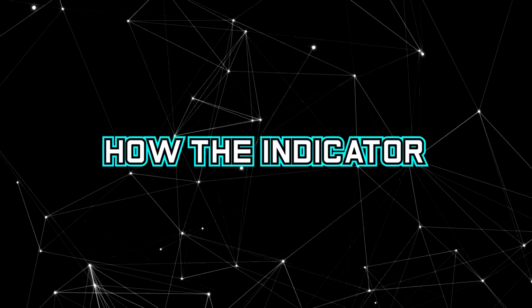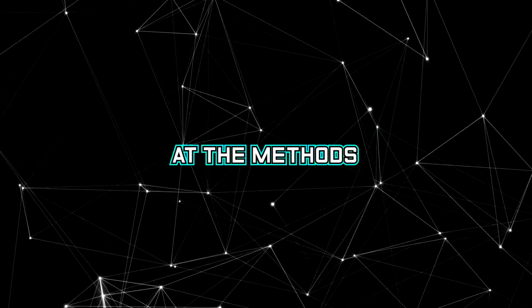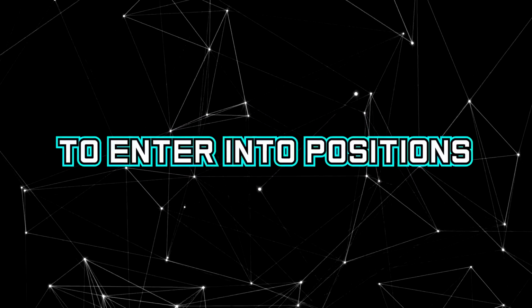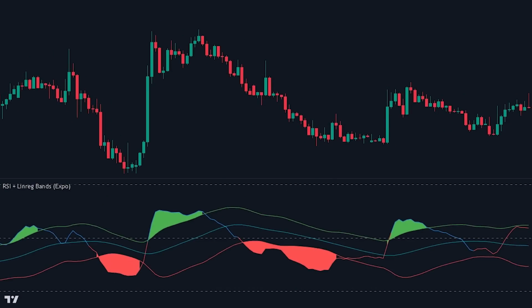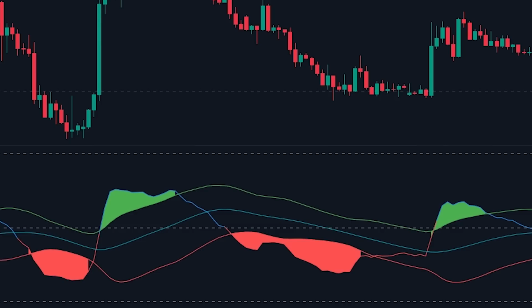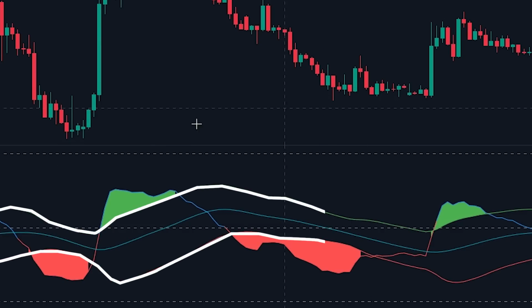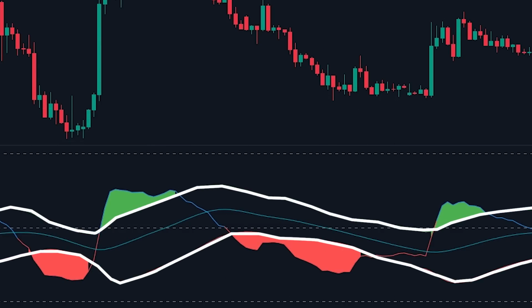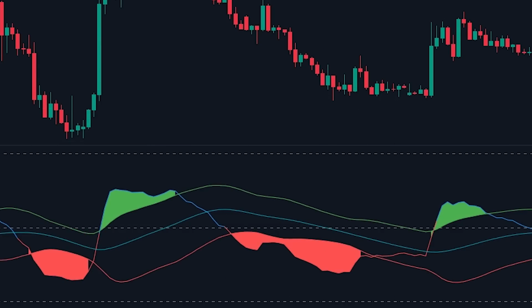Now that we know how the indicator can be read, let's take a look at the methods that can be used to enter into positions. As we mentioned earlier, the most common method of reading the indicator is by looking for crosses below or above the upper or lower curve lines. However, it's important to note that we can also use the self-adjusting linear regression lines to enter positions, which can be equally or even more effective.